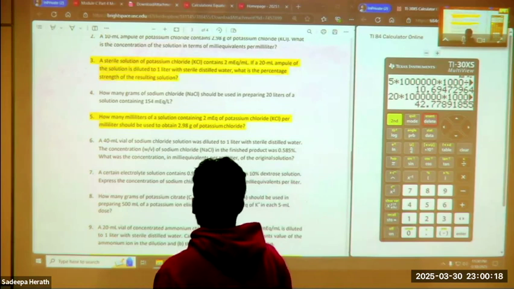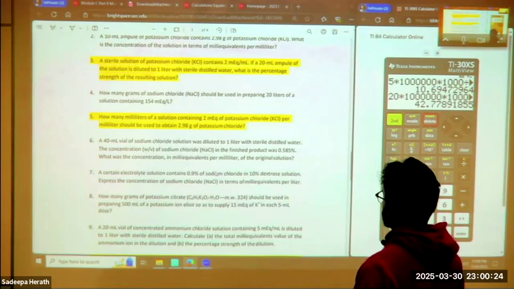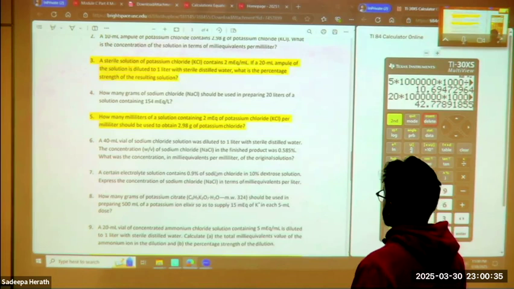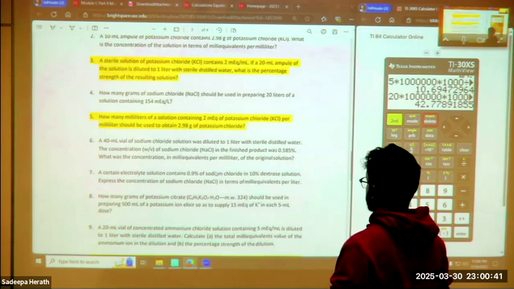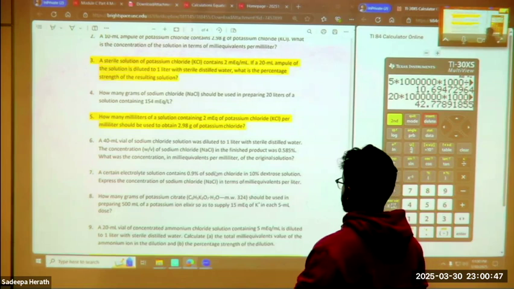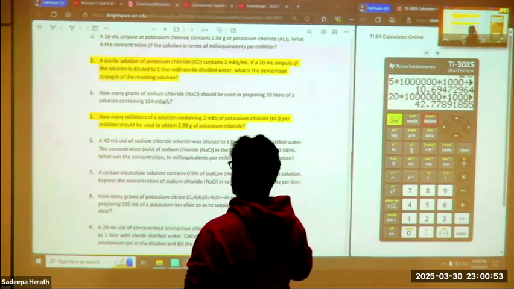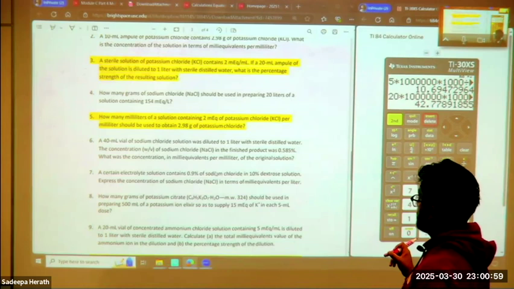So we have this conversion of 2 MEQ, milliequivalents per ml, right? And then we're given a 20 milliliter ampule of the solution diluted to 1 liter of the sterile distilled water, and we want the percentage strength of the resulting solution. Okay, we'll start with finding out how many total milliequivalents there are from that 20 ml ampule.